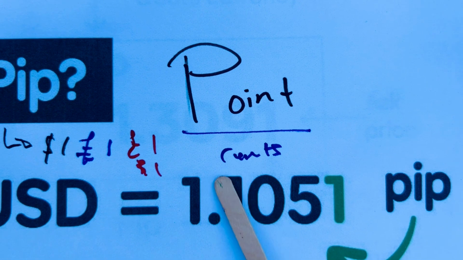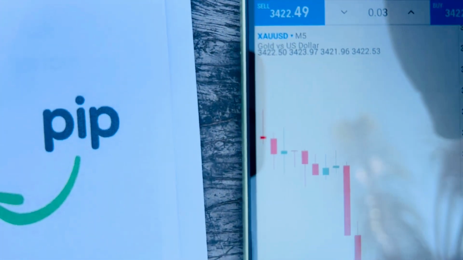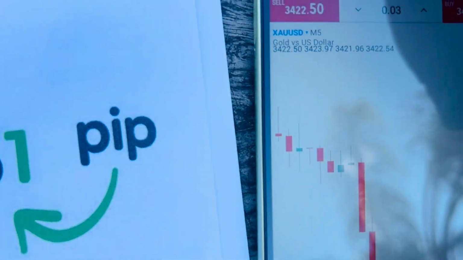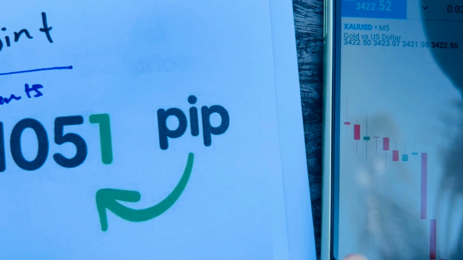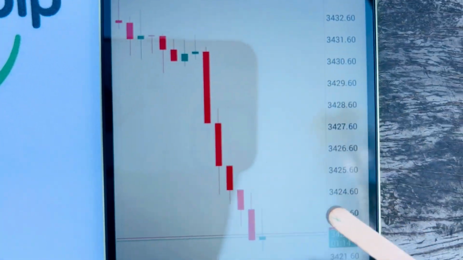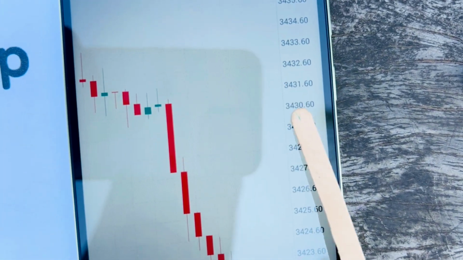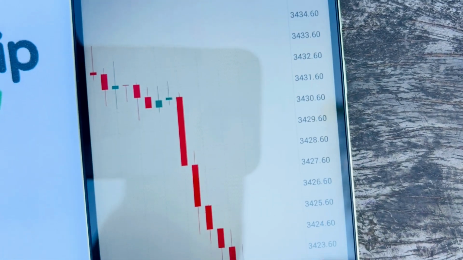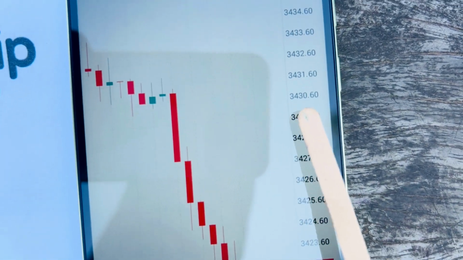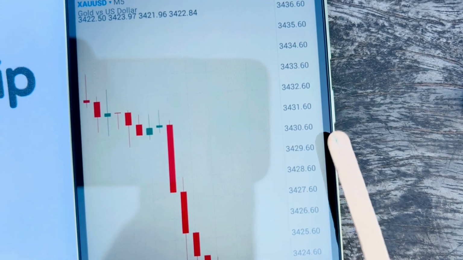Most platforms like MetaTrader 5, TradingView, MetaTrader 4, and cTrader use points to be precise, so that they know the stop loss and take profit level prices. You must understand that for the price you see on the right here, if you count, 34.30.60, we have 4 digits, then 2 digits after the comma.